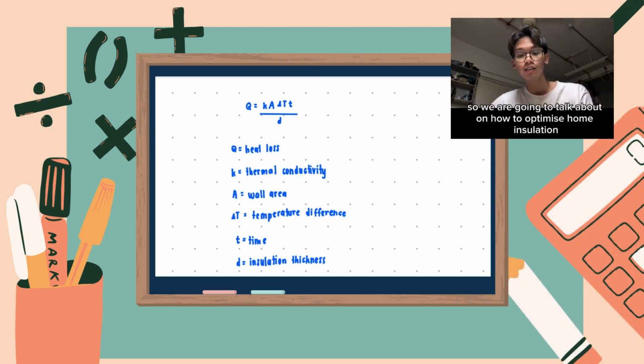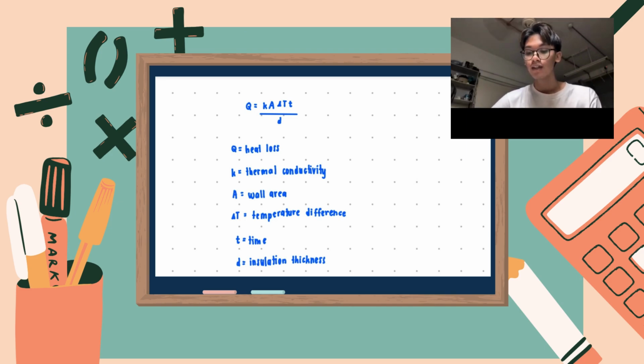So we are going to talk about how to optimize home insulation by using partial differentiation. For the calculation, we use Fourier's law of conduction. The formula says Q equals K A ΔT t over D, where Q is heat loss, K is thermal conductivity, A is the wall area, ΔT is the temperature difference, t is time, and D is insulation thickness.